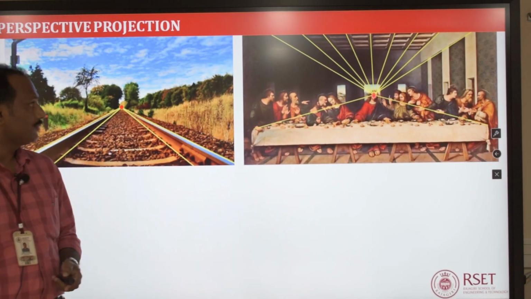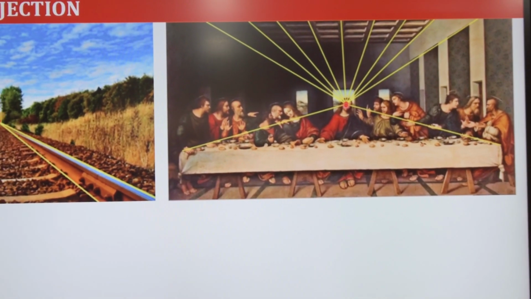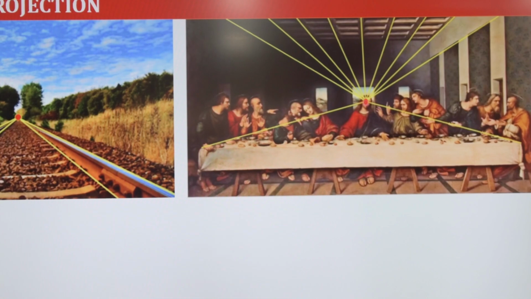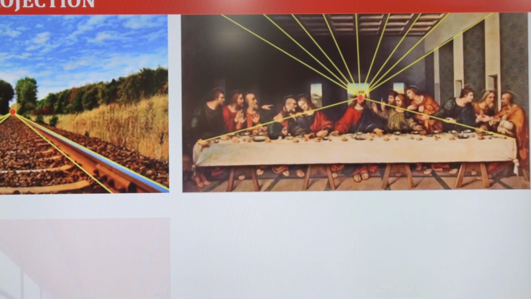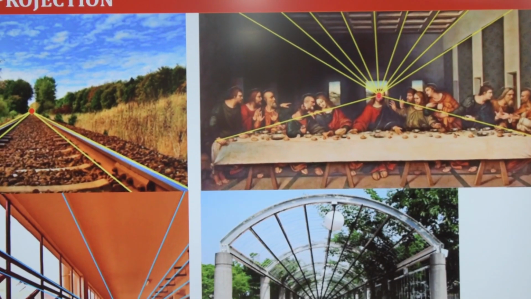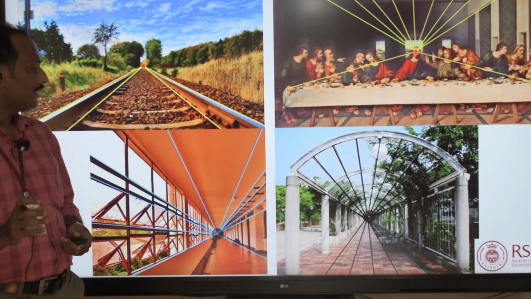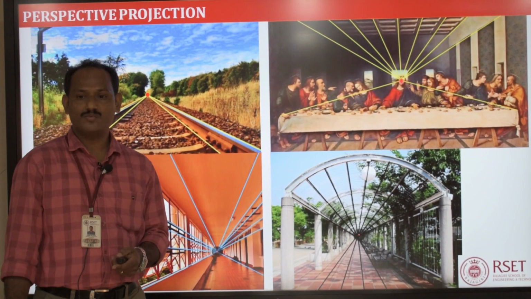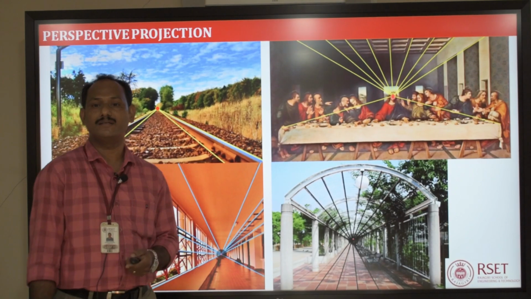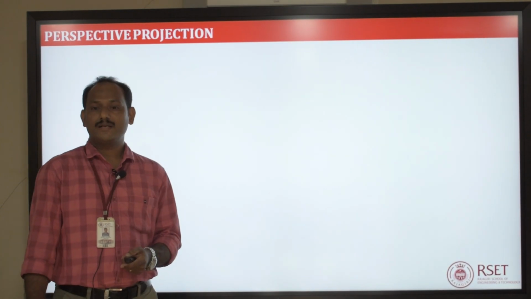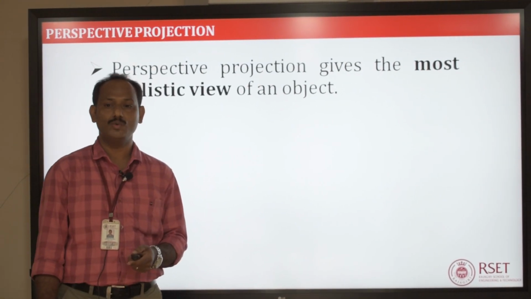Let us see the painting. Here also you can see the similar fashion. The lines drawn here are converging to the forehead of Jesus. We can get so many examples in real life. All these lines will converge to a single point. This is what actually we can see in reality. So, we can conclude that the perspective projection gives the most realistic view of an object.